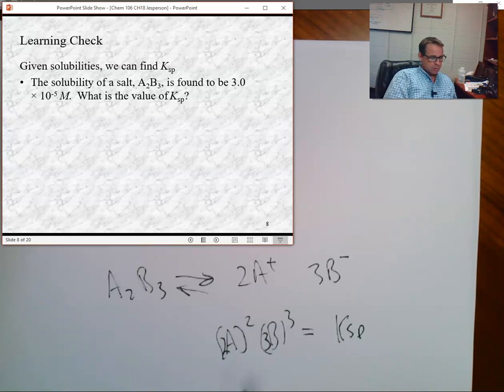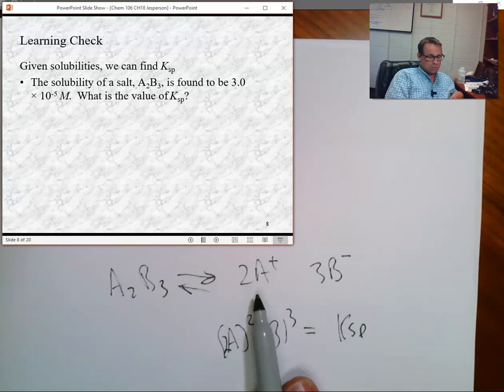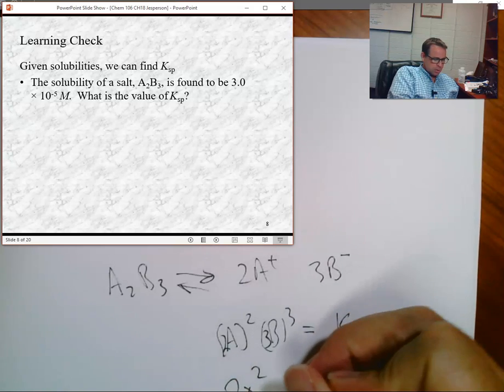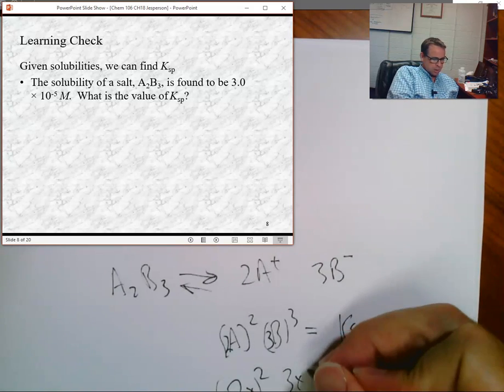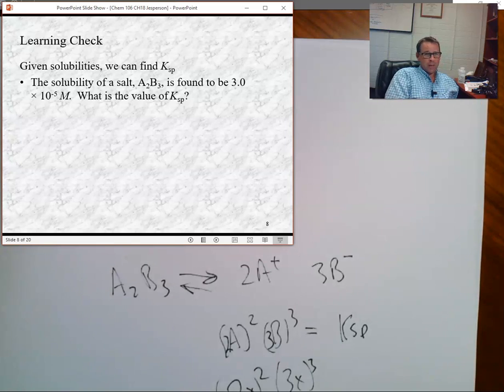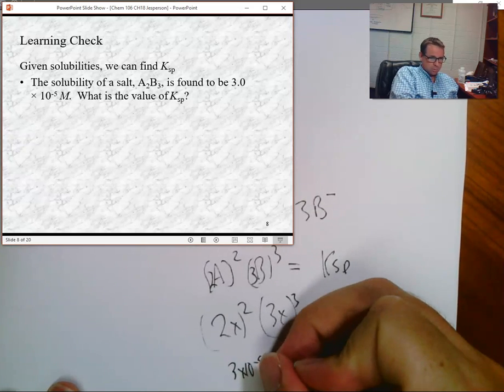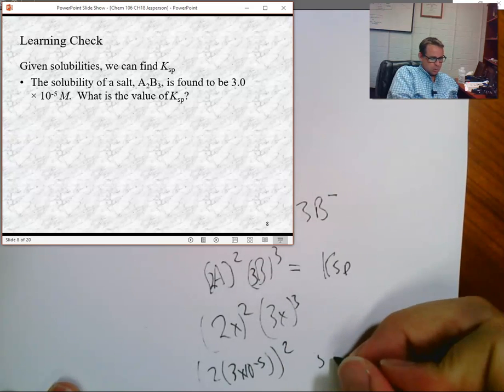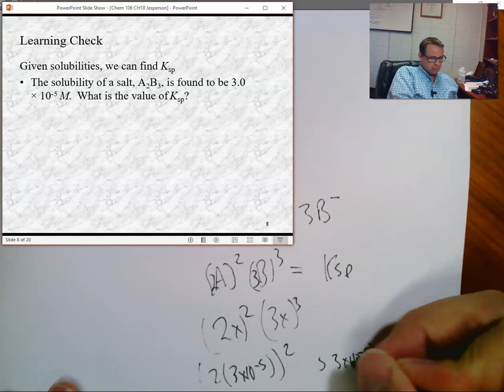Okay? Now, if you can't remember why it is 2A, think of your ice table and recognize that at equilibrium, the concentration of A is going to be 2x. So 2x squared, 3x cubed. All right? So in this case, we have 2x squared, 3x cubed, and we're told that x is 3 times 10 to the minus 5, times 2, and then that whole quantity squared, 3 times 3 times 10 to the minus 5.